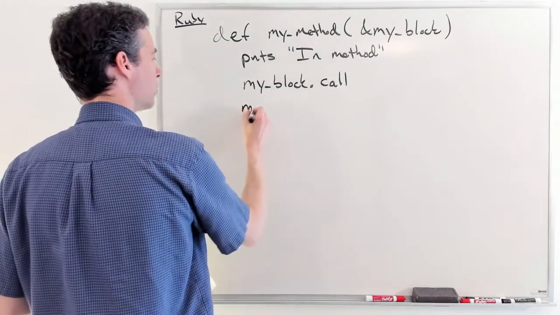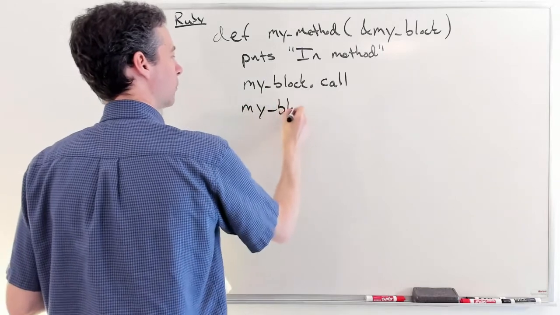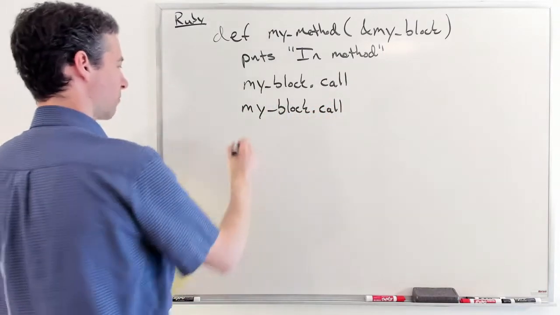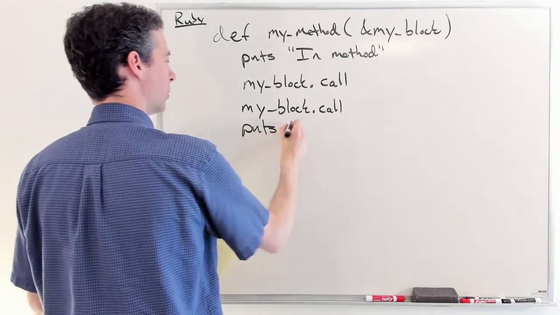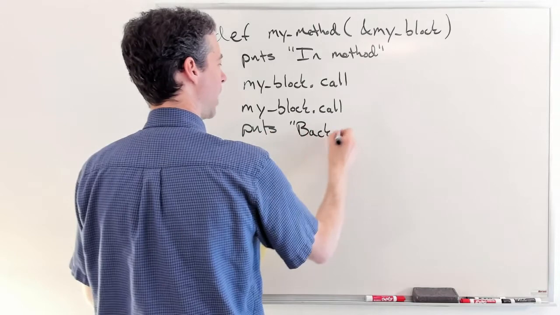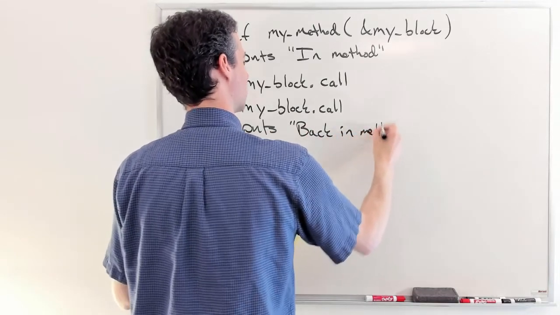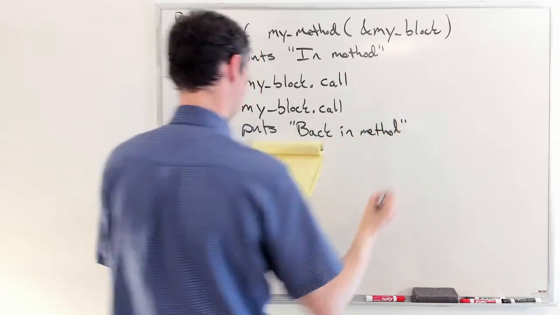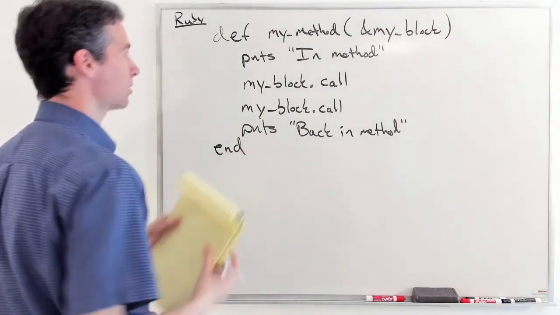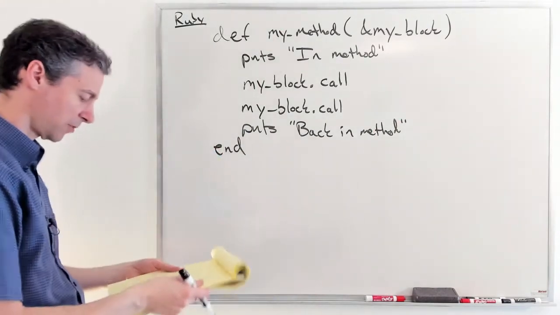Let's just go ahead and do this twice, just to show you that it's not just a one-time thing. And then we'll put a puts for the end of the method. Now you'll understand why I'm saying this in a moment. And then we'll say end here, and so this is the end of the method.